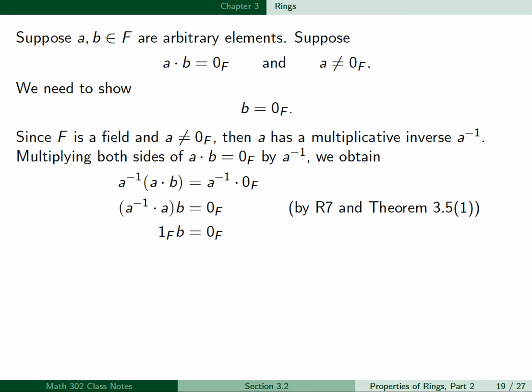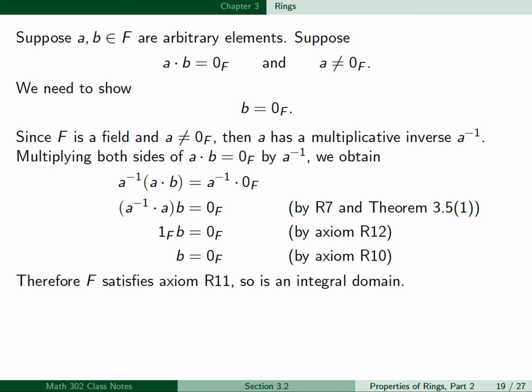And on the left-hand side now, A inverse times A is going to be the multiplicative identity, 1 sub F. So that's by axiom R12. And on the right-hand side, we still have just 0 sub F. And finally, 1 sub F times B is just B. So that's by axiom R10. And so we've shown that B is equal to 0. So therefore this proves the logical equivalent statement, which shows that F satisfies axiom R11, so F is an integral domain.